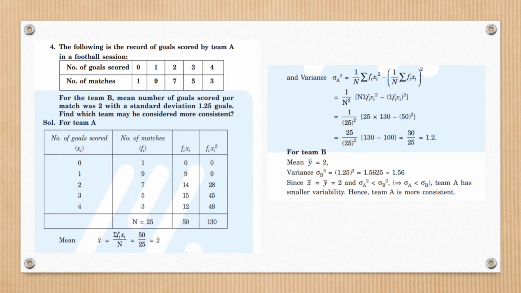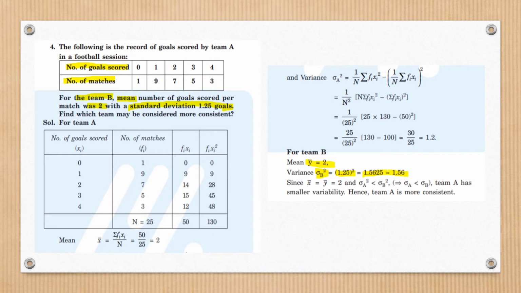Number 4: the following is the record of goals scored by team A. Number of goals scored, like this is the table with xi and fi. And for team B, it is given that the mean is 2 and the standard deviation is 1.25. Which team is more consistent? For team B, everything is given: y bar is 2, and the variance is 1.25 whole square, that is 1.5625, about 1.56.